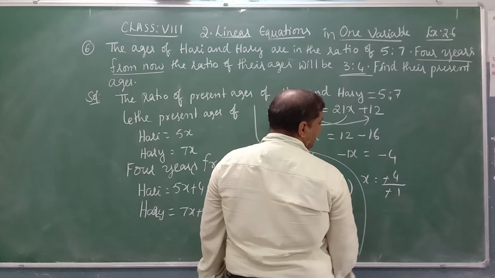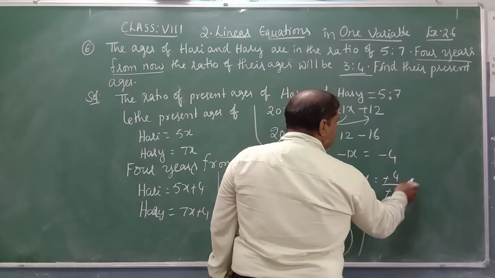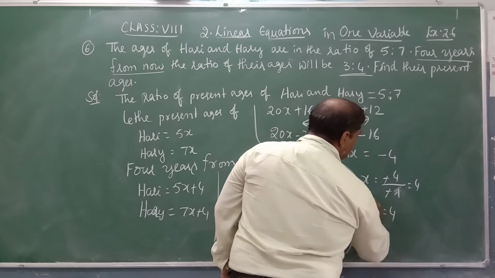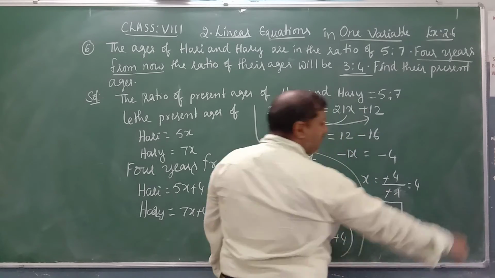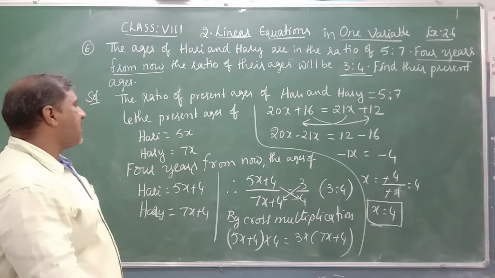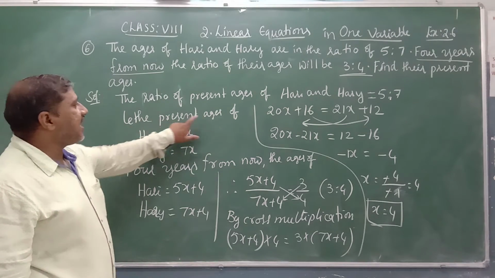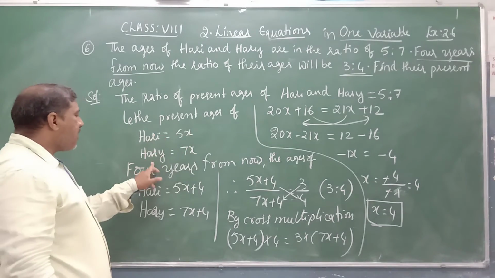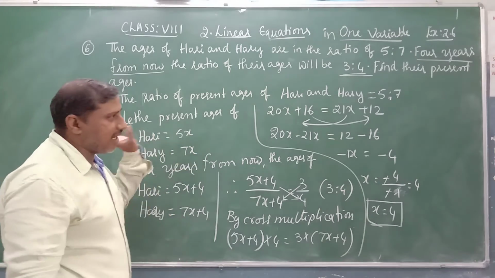Minus and minus are cancelled. 1 ones are 1, 1 4s are 4. So what we get is 4. Now x is equals to 4. So finally what we have to find? The present ages of Hari and Harry. The present age of Hari is 5x, that is 5 into x, and Harry is 7x, 7 into x.